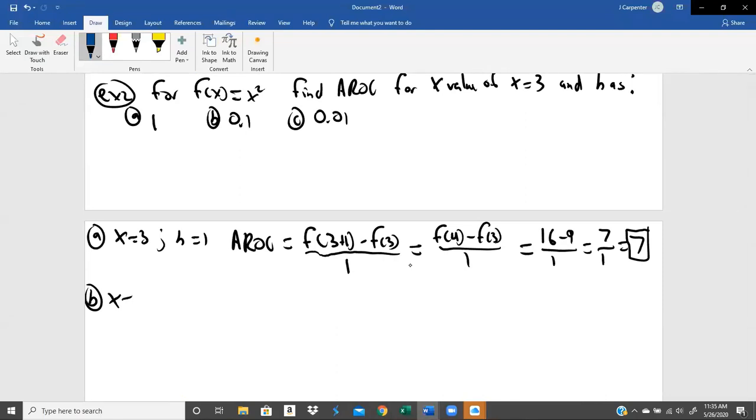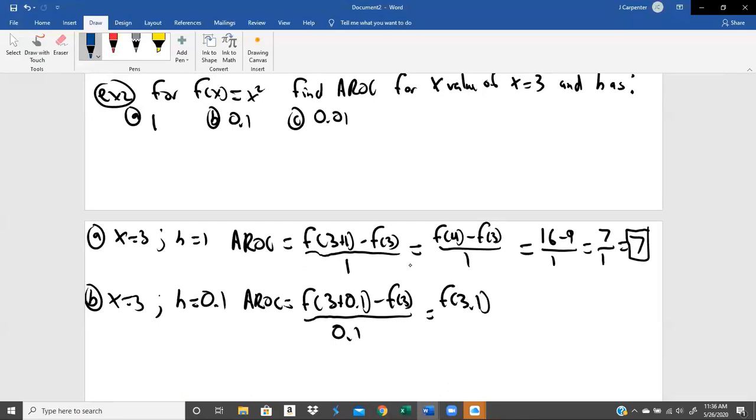Now let's start at 3. But let's have it a lot closer. We're going to have the h be 0.1, which means we're going from 3 to 3.1. So our average rate of change is f of 3 plus 0.1 minus f of 3 all over just the h, which is 0.1.